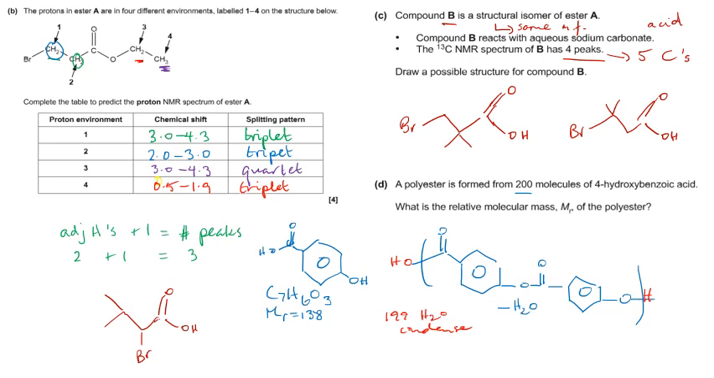Okay, so once we've appreciated that, then we can work out the MR of the polymer, of the polyester. It's going to be 200 times the MR of the 4-hydroxybenzoic acid, which is 200 times 138, minus the 199 molecules of water that condense out, each of which has an MR of 18. So the MR of the polyester is 24,018. Like so.